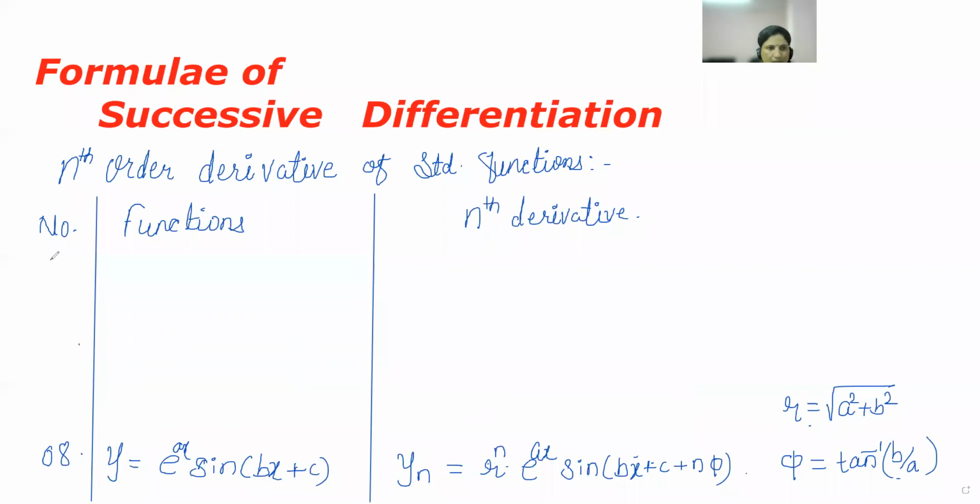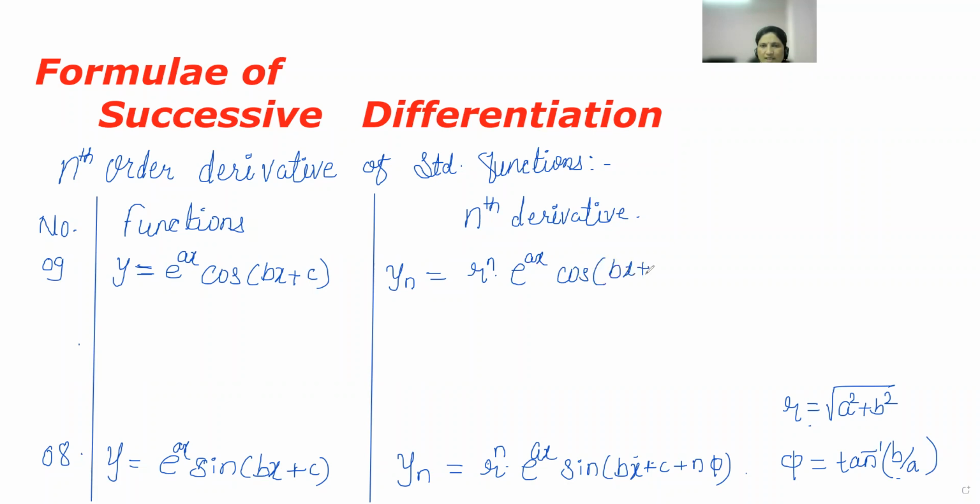Next one. If y is equal to e raised to x cos of bx plus c, then yn, the nth order derivative of the standard function, is equal to r raised to n into e raised to x cos of bx plus c plus n phi. As we know that r is equal to square root of a square plus b square, and phi is equal to tan inverse of b by a.